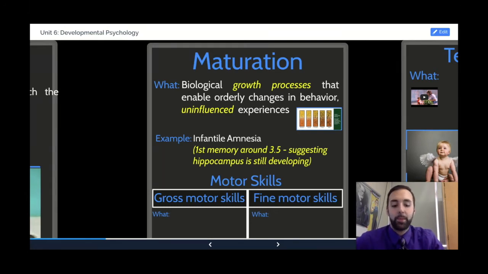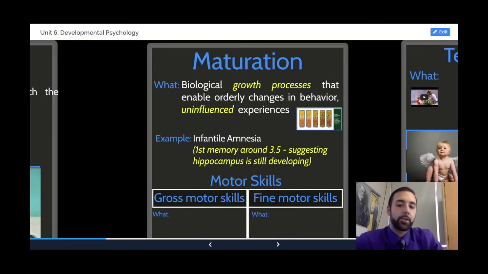One classic example of maturation, so this sort of brain development and growth that occurs at an early age, is the first few years of life exhibiting what's called infantile amnesia. You certainly are not going to be able to remember what happened your first or second year of life. Your first memory is probably going to happen sometime around the age of 3. Well, the result of that has to do with the hippocampus and the fact that the hippocampus is still actively developing during those early years.